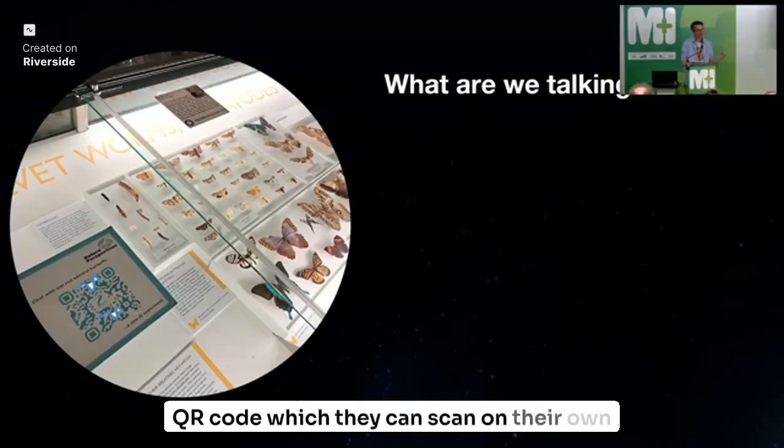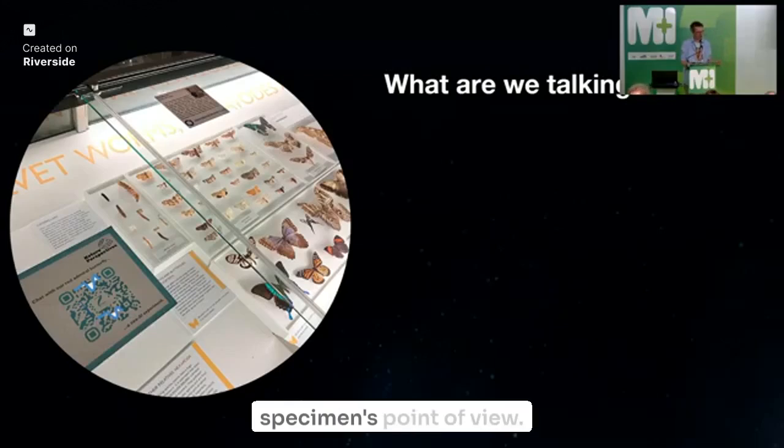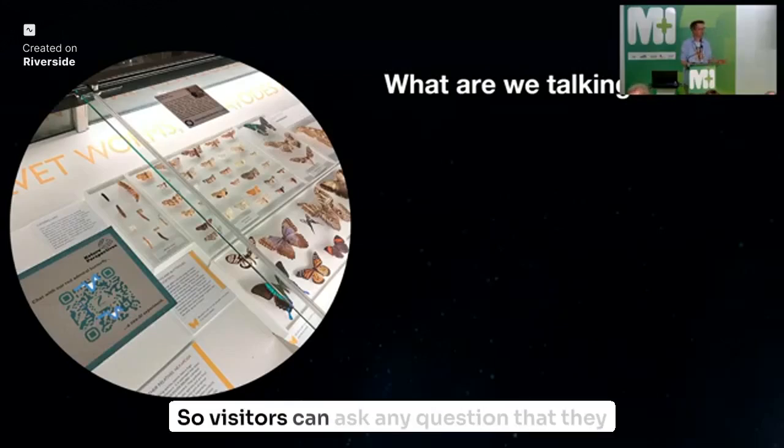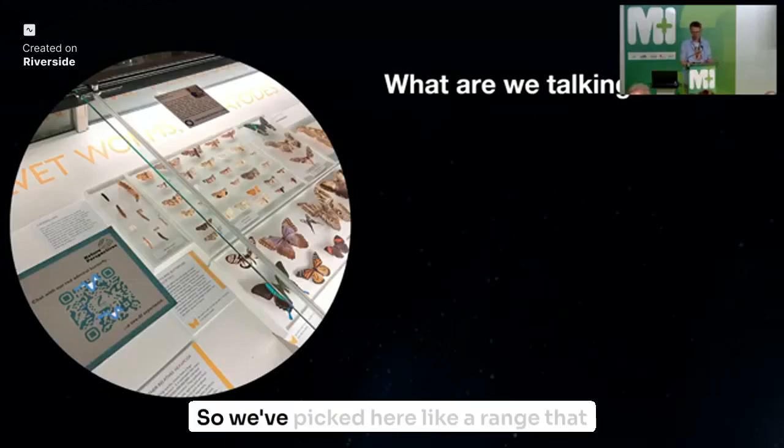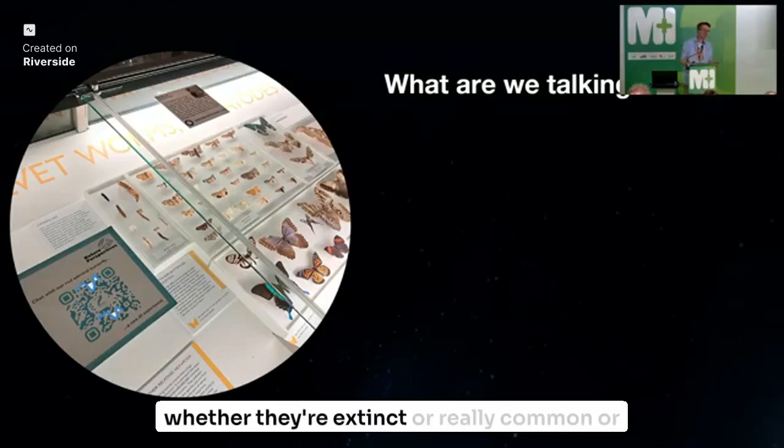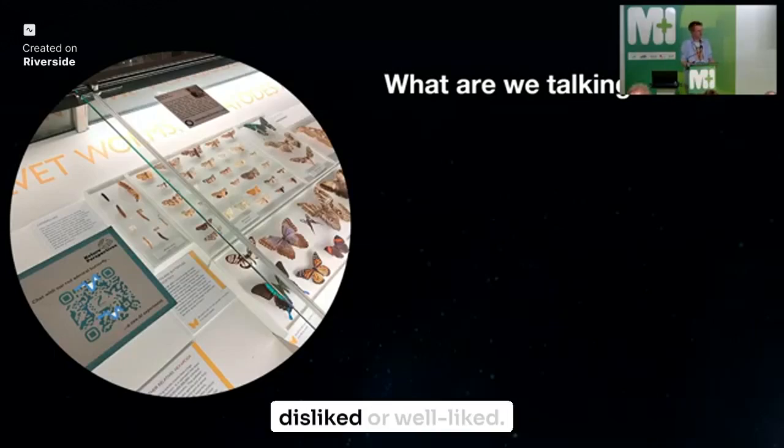Visitors can come in, and on 15 of our specimens, there is a QR code which they can scan on their own devices, and that just opens up a chat box where they can talk to our specimens from the specimen's point of view. Visitors can ask any question that they like, and the animal will respond as its own individual. We've chosen a real range of specimens, from cockroaches and butterflies and brain corals to dodos and giant sloths and platypuses and red pandas. We've picked a range that hopefully covers different kinds of object preservation, but also different kinds of animals, whether they're extinct or really common or disliked or well-liked.